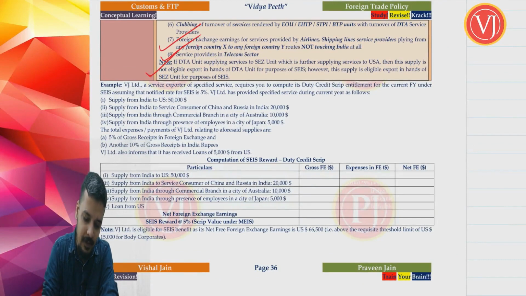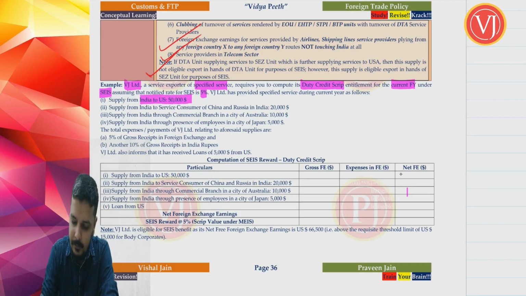Right, you are talking about VJ Limited, a service provider and exporter of specified service, which is asking you to compute its duty credit scrip entitlement for the current financial year under SEIS scrip, assuming that the notified percentage is 5%. Supply from India to US $50,000. Whether that will be counted? Yes. $50,000 is gross, so you have to deduct. Your focus is on net foreign exchange earnings.